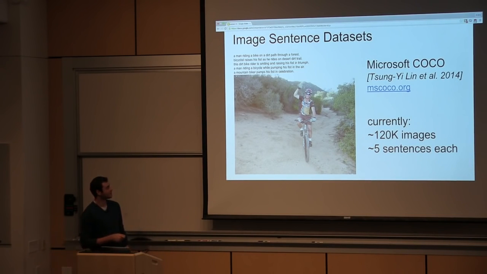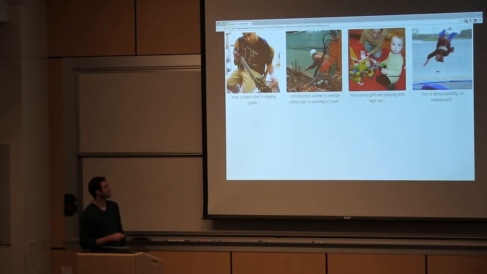And so when you train this model, the kinds of results that you can expect are roughly like this. So this is the RNN describing these images. It says that this is a man in black shirt playing guitar, or a construction worker in orange safety vest working on the road, or two young girls are playing with Lego toy, or boy is doing backflip on a wakeboard. And of course, that's not a wakeboard, but it's close.